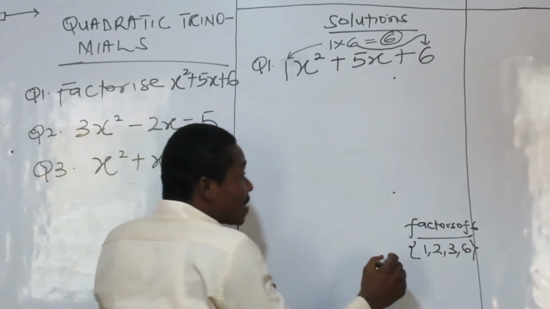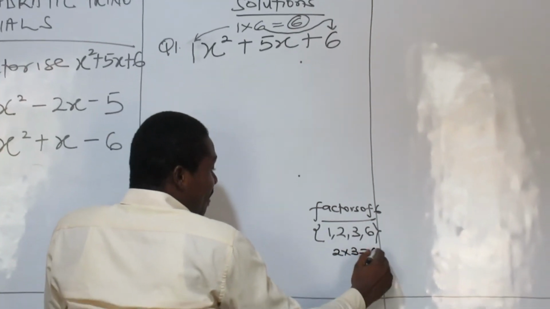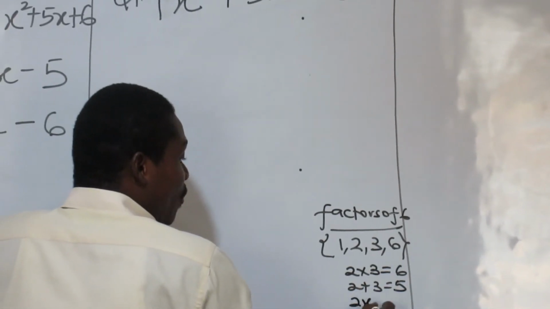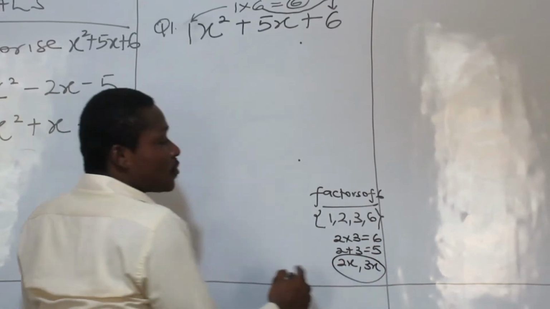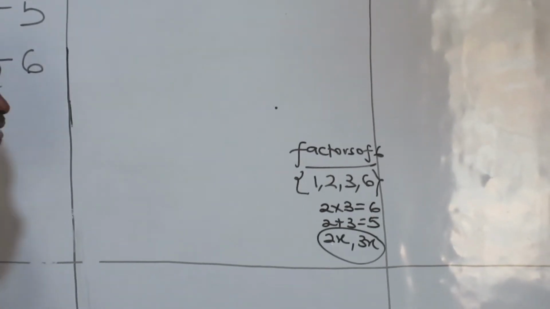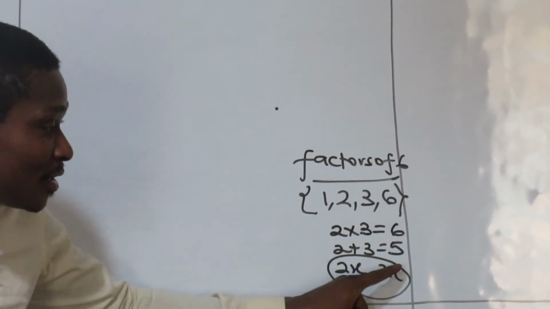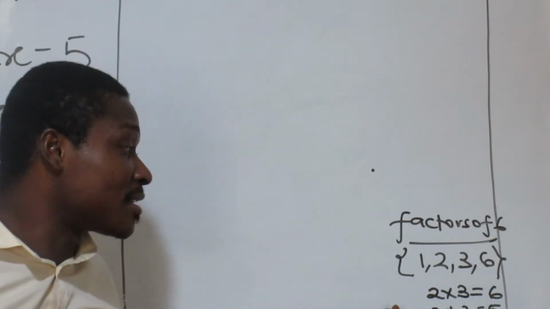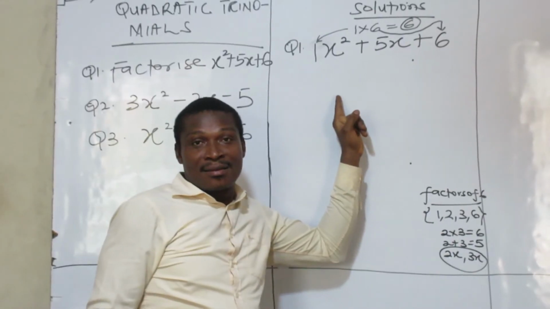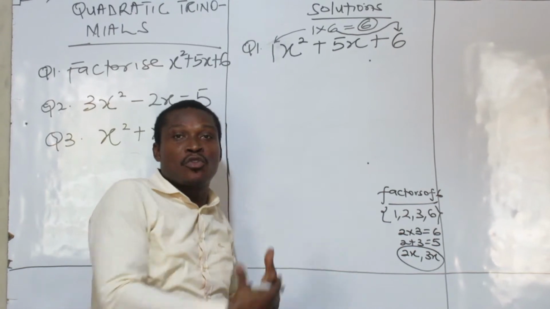Good. So let's see. 2 times 3 will give me 6. 2 plus 3 will give me 5. Wow, I think the factors are working. So the factors to be used here are 2x and 3x. When you multiply them and get 6, make sure you add them the same way to get this middle term. The factors are working. Please, if the factors are not working, don't put them in. If something is not working and you just try to put it in, it's not going to work. Make sure they work before you put them in.